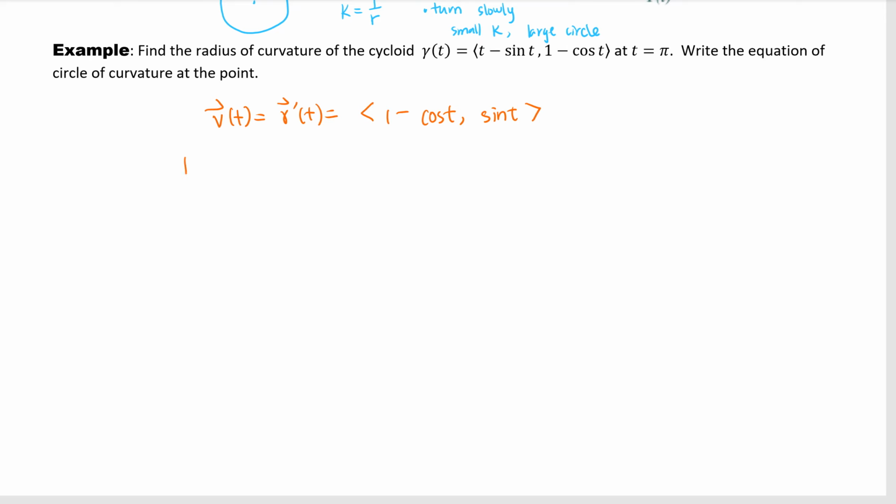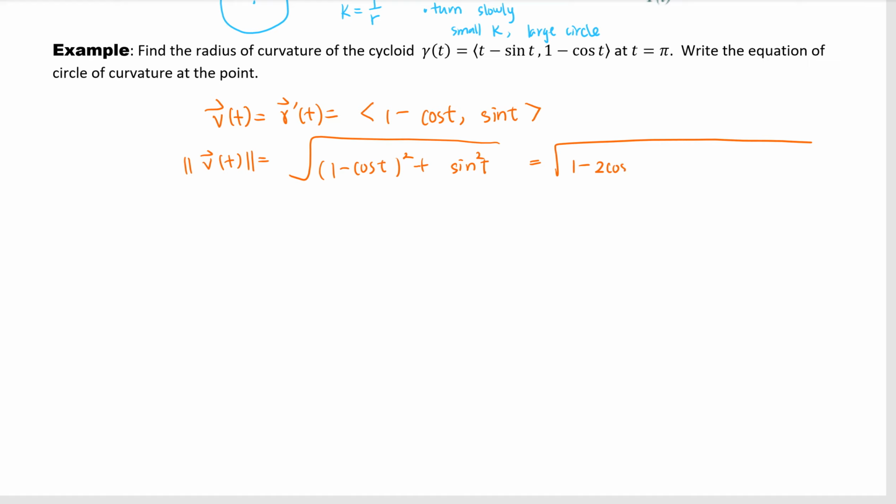And then what is the magnitude of the tangent vector? Okay, so we have the square root of (1 minus cosine t) squared plus sine t squared. Okay, so what is that? Well, we multiply out: 1 minus 2 cosine t plus cosine squared t plus sine squared t. You know, cosine squared plus sine squared is 1. This is the same as 2 minus 2 cosine t.